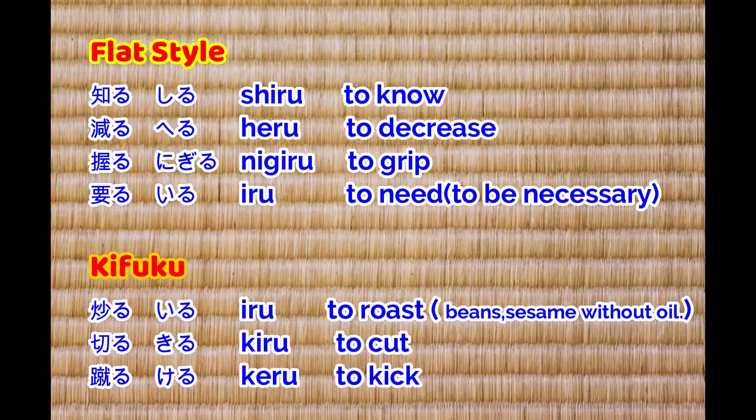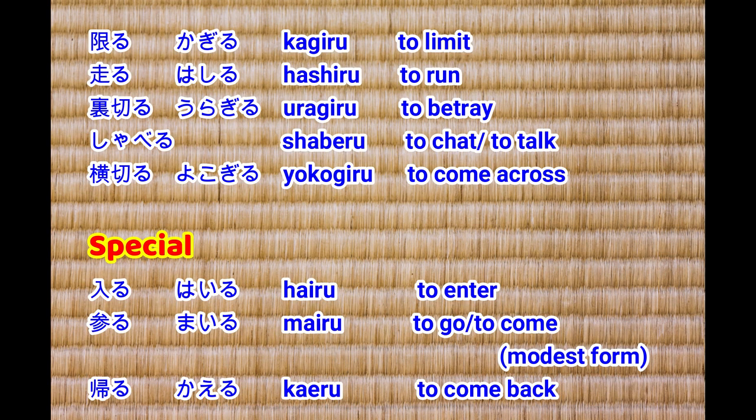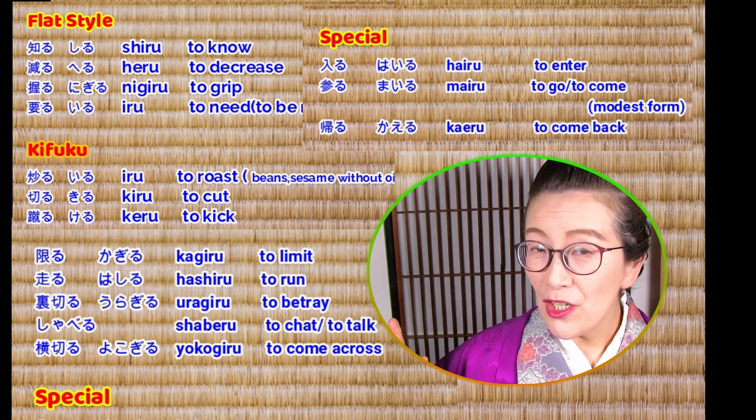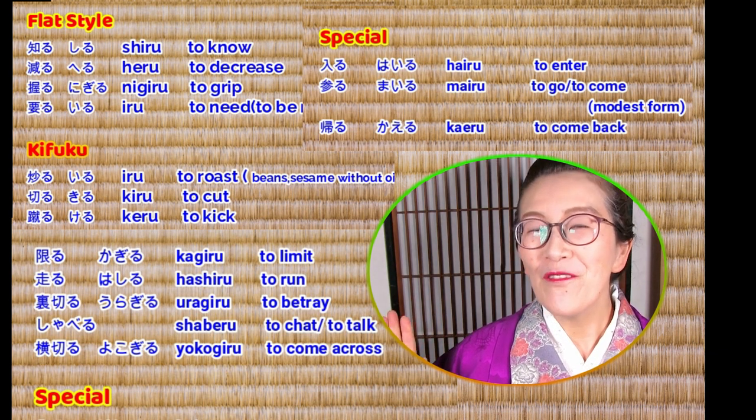Here we go. 知る to know, 減る to decrease, 握る to grip, いる to need, いる to roast, 切る to cut, 蹴る to kick, 限る to limit, 走る to run, 裏切る to betray, 喋る to chat, to talk, 横切る to come across, 入る to enter, 参る to go, to come, 帰る to come back. They all are 5段活用 verbs.